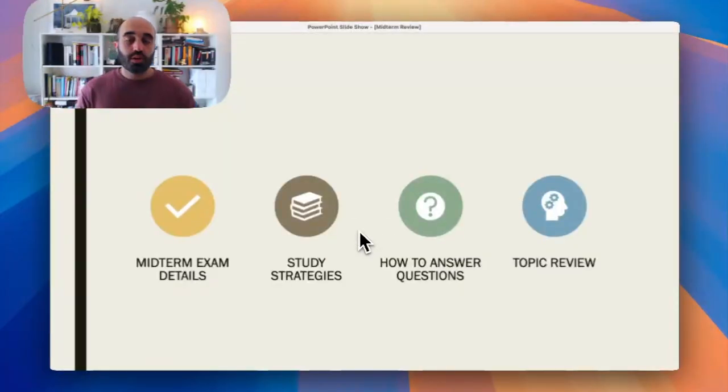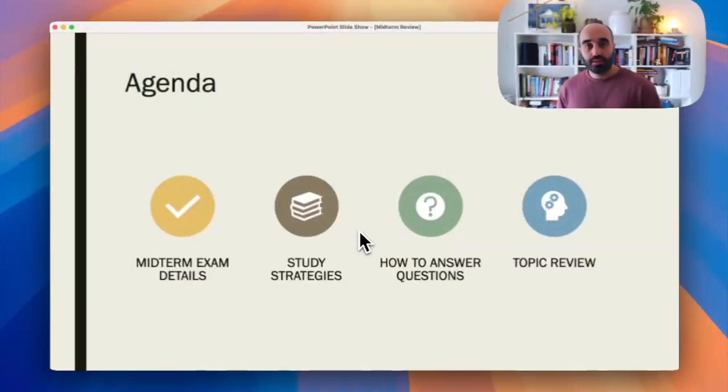What we're going to do today is walk through the details of what to expect on this exam. Then we're going to talk about study strategies, how to best prepare for the exam. Then we're going to talk about strategies in terms of how to answer questions so that you do really well on the exam as well. Lastly, we'll end by doing a topic by topic review of everything that's covered on the midterm exam.